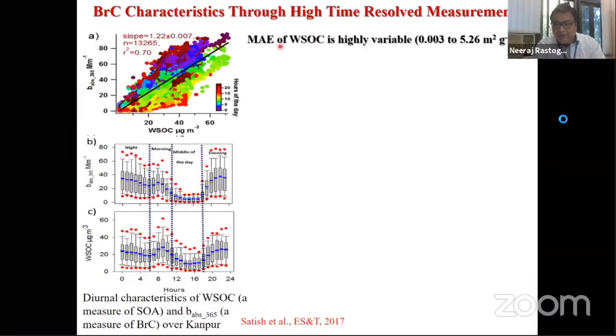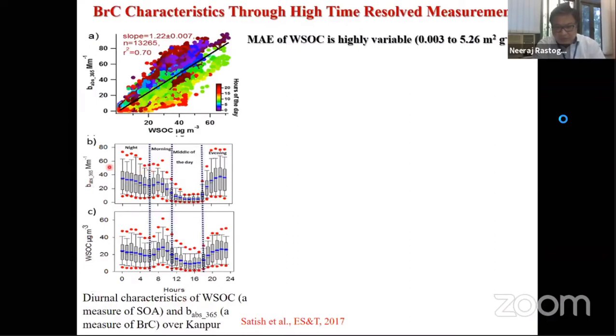It was highly variable from 0.003 to 5.26 meters square per gram. And this was colored as a function of hours of the day. So you notice whenever you have this time period, these values are on the lower side, and when you are in this time or this time period, these values are high. And this is the diagonal trend of absorption coefficient and WSOC.